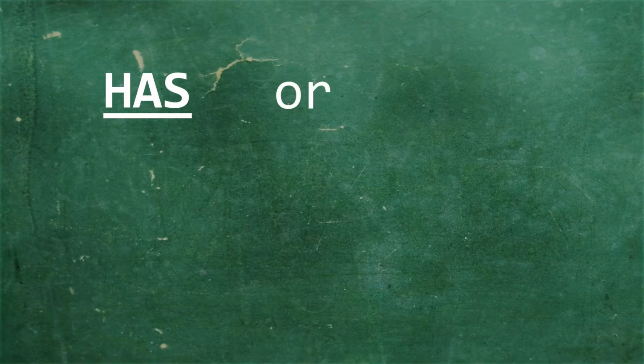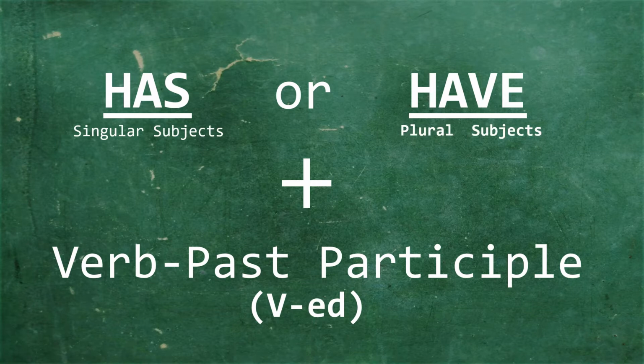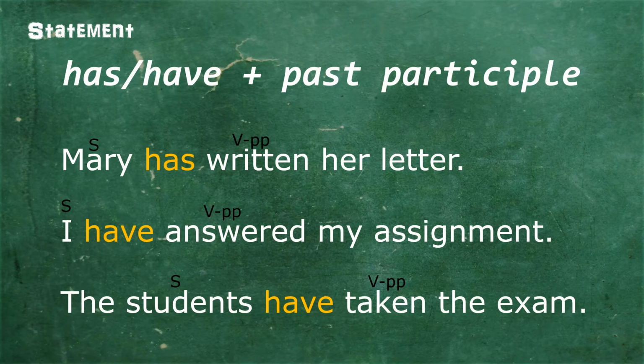The present perfect is formed by using the auxiliary verbs has or have plus the verb past participle or the verb ending with ed. Has is used for singular subjects, while have is used for plural subjects. So these are the different forms of the present perfect tense. In statement form, we use has or have plus the past participle of the verb. So we have the examples here.